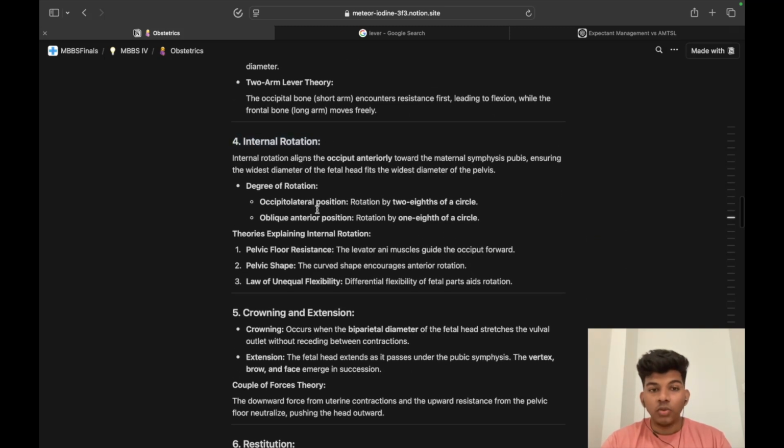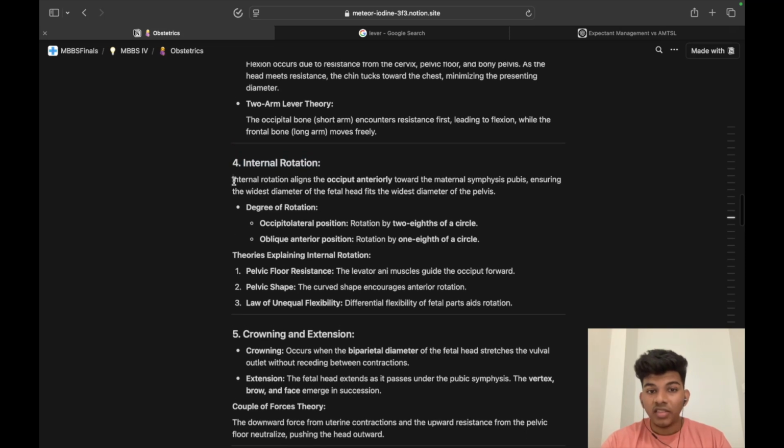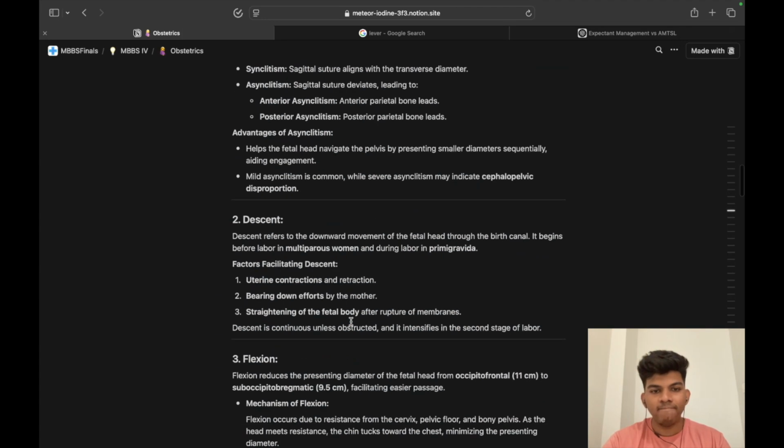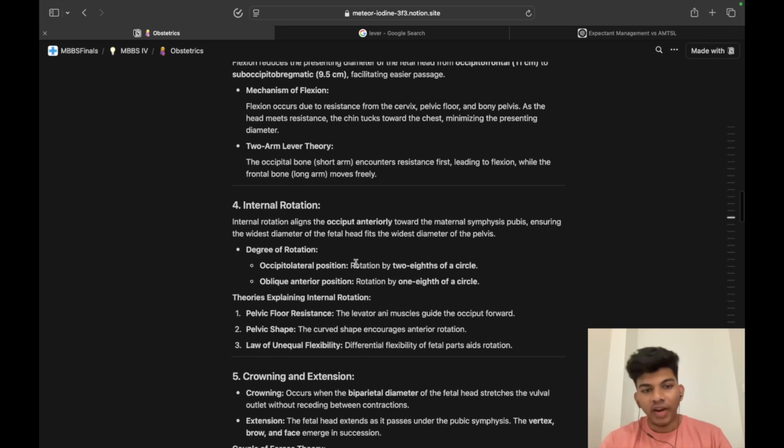Next, coming to internal flexion. Internal flexion aligns the occiput anteriorly. So we want the occiput to come in the anterior position towards the maternal pubic symphysis, ensuring the widest diameter of the fetal head fits the widest diameter of the pelvis.